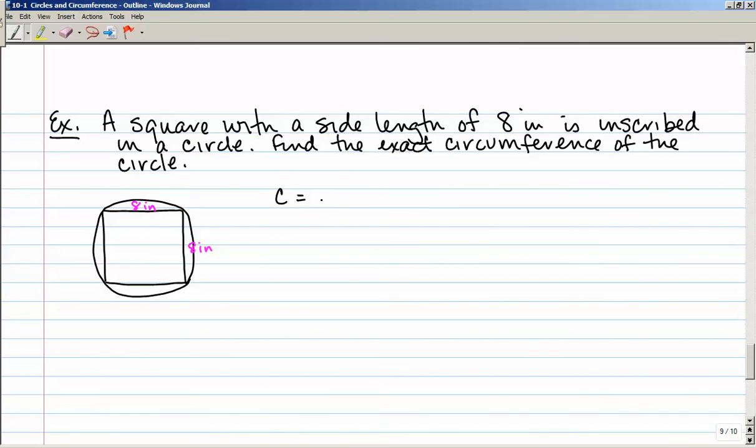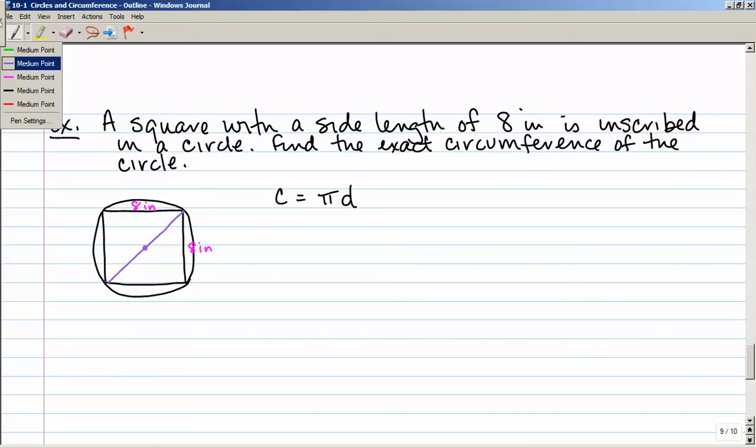So in order to find the circumference, I need to use the formula circumference equals pi times the diameter, but I need to find the diameter of this circle. It is not 8. Notice, 8 is the side of a square, and that's just basically a chord of the circle. What I'm looking for is this right here. Notice that a diagonal of the square is exactly the same as the diameter of the circle.